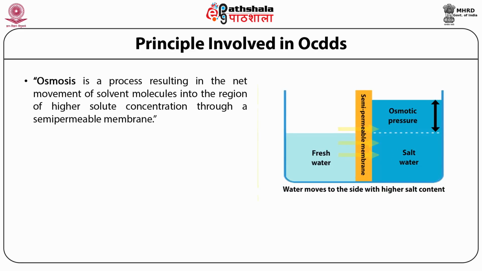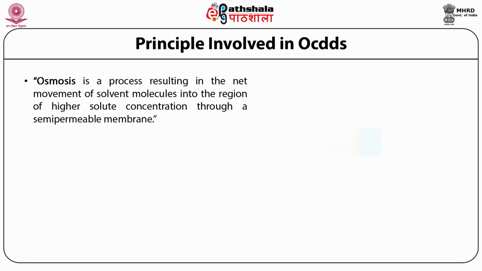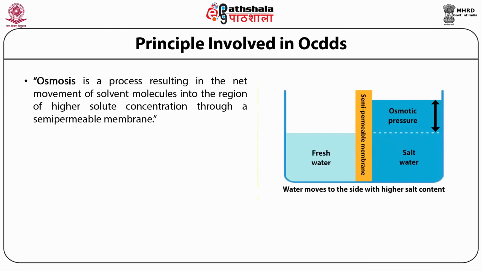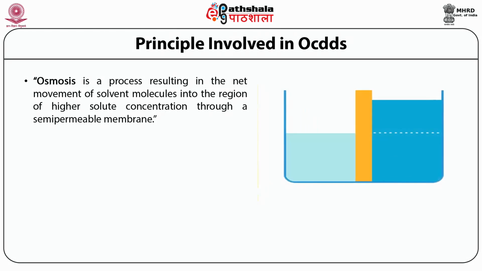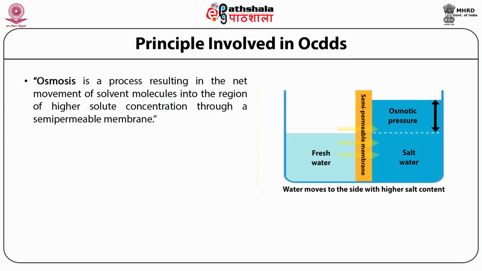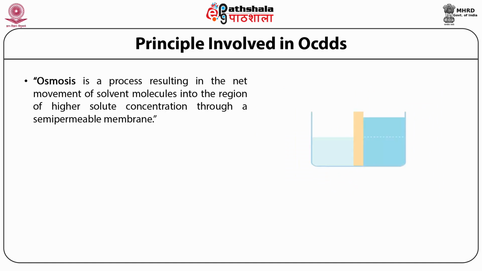Osmosis is a process resulting in the net movement of solvent molecules into the region of highest solute concentration through a semipermeable membrane. I'm just going to give you an example: you have a beaker, and in the beaker you create two partitions with the help of a semipermeable membrane. One partition contains a high amount of salt. Salt is one example of an osmogen, or osmotically active material, and one part contains just simply water.